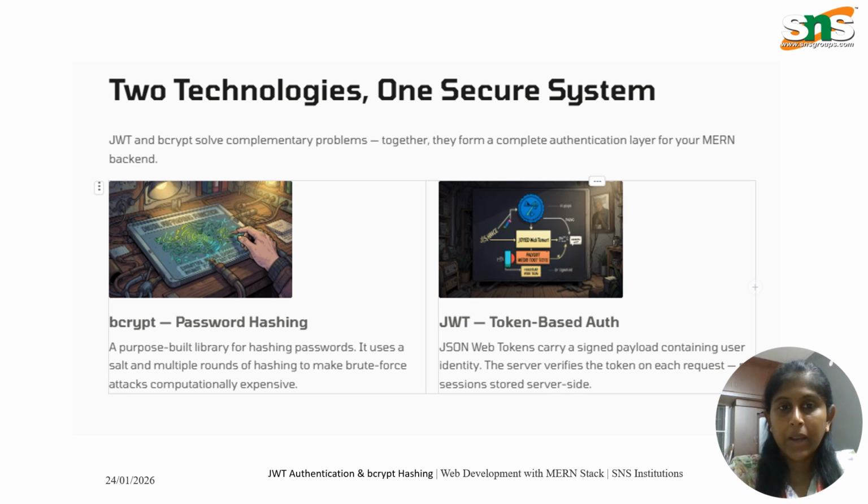This slide explains how bcrypt and JWT work together. bcrypt is used for password hashing. It converts the user password into a secure encrypted hash before storing it in the database. Even if hackers access the database, they cannot easily retrieve the original password. JWT is used for secure authentication. After a successful login, the server generates a JWT token. This token is then used to verify the user during future requests. Both technologies have different responsibilities: bcrypt protects the password, and JWT manages authentication and the user session. Together they create a secure login system for MERN applications.